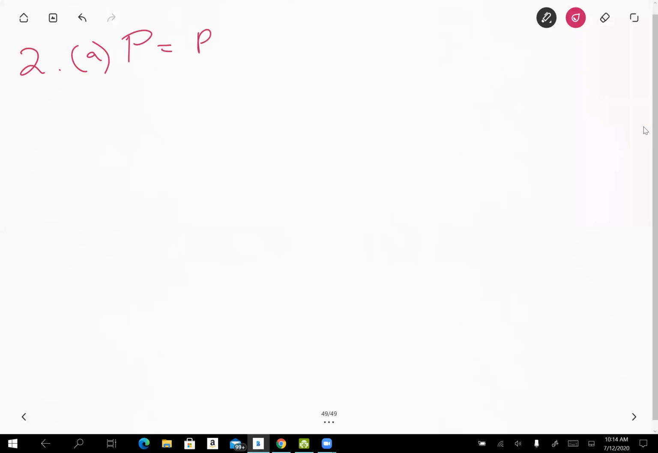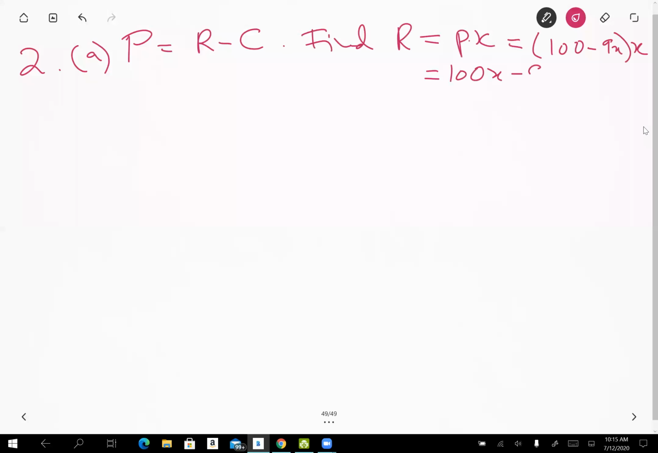What is profit? Profit is revenue minus cost. First, you need to find the revenue. Now, R is equal to P multiplied by X, and P is given as the demand function, 100 minus 9x, multiplied by x. That will be equal to 100x minus 9x squared. Given P equal to 100 minus 9x. So that is our revenue.